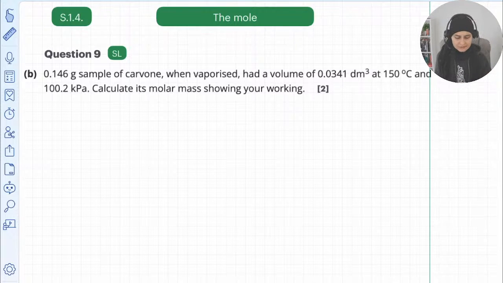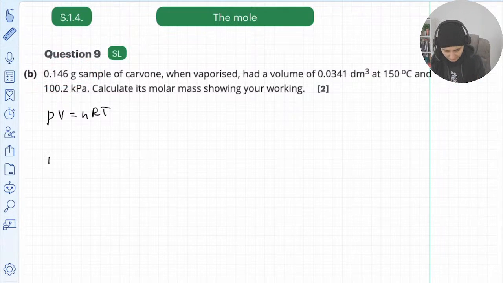The conditions are not standard. You see, 150 Celsius is not a standard condition, and the pressure is also not very standard. That's why we're using the ideal gas equation. We need the molar mass. The ideal gas equation is PV equals nRT. From it we can find moles, so I rearrange it to find moles. Then I would know the mass and the moles, so I can find Mr. So first moles: PV over RT.